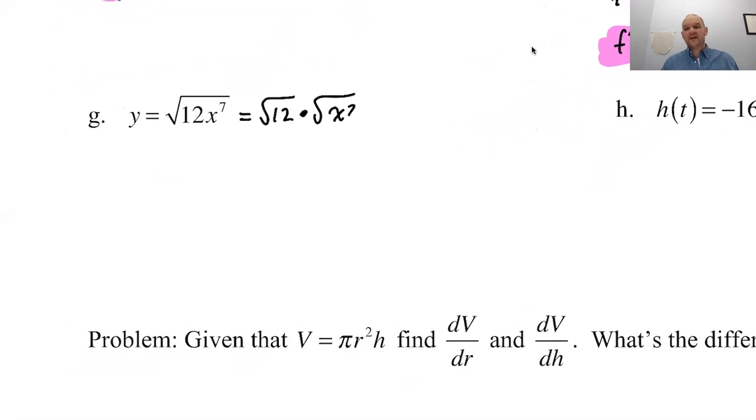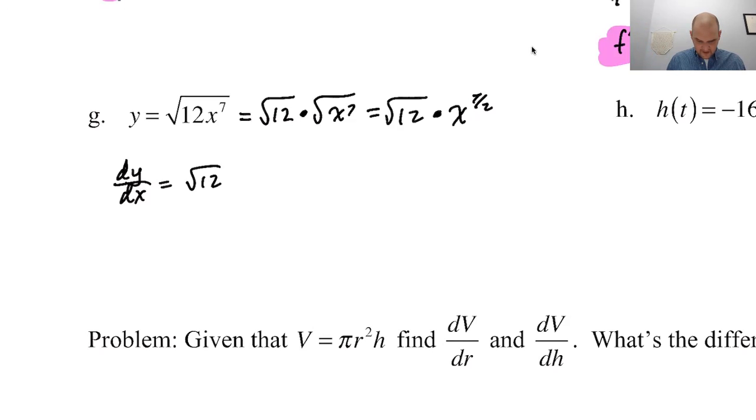But of course, radicals are terrible. So we're going to rewrite this as radical 12 times x to the 7 halves. Now we're going to take the derivative. So I'm going to call it dy dx, the rate of change of y with respect to x, the instantaneous rate of change of y with respect to x. That's what we're finding here.